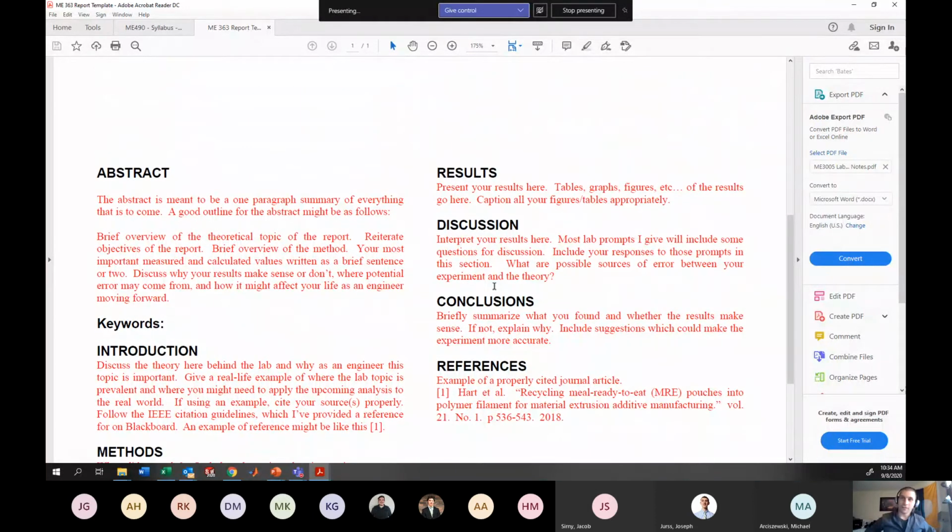So take a look at all the things that I have here when you're starting your lab report, and make sure that all of the information is in the right places. You're discussing your methods in the methods section. You're discussing your results in the results section. You're talking about kind of what happened in the experiment in the discussion. Okay, so make sure all the right things in all the right places.